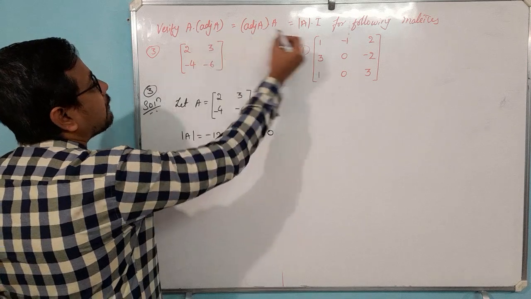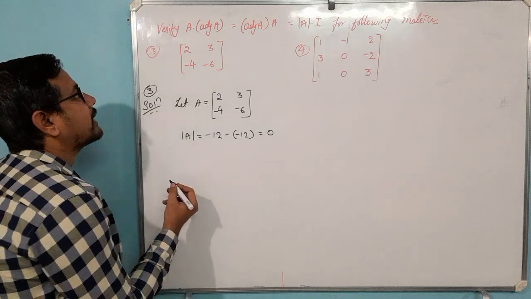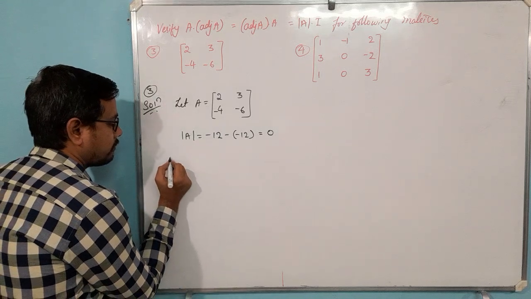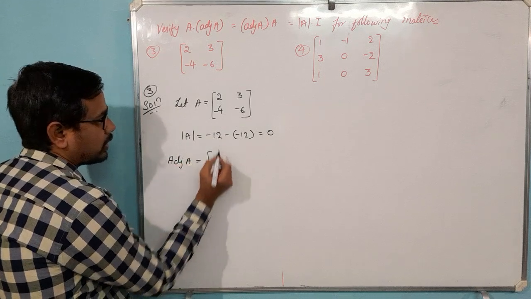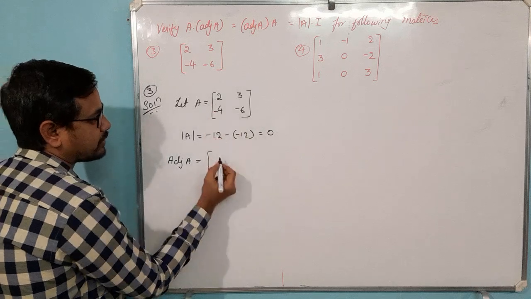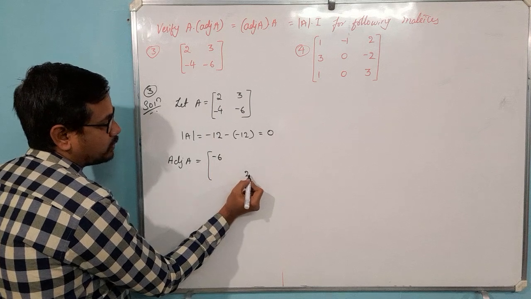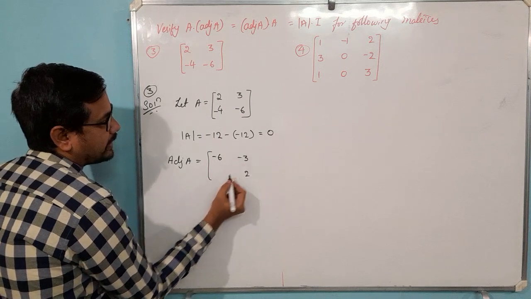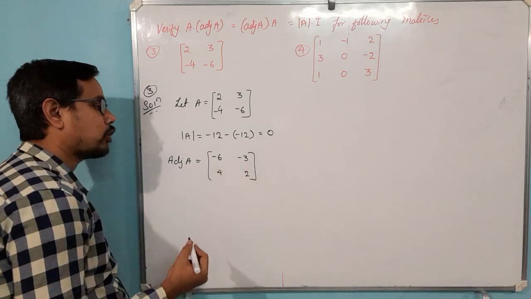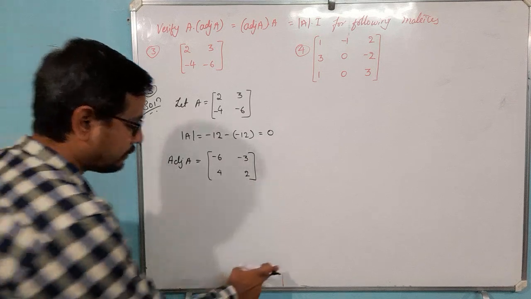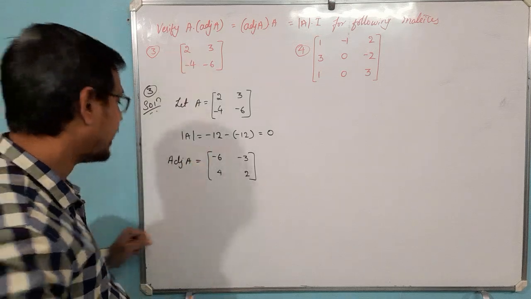We need to verify these things. Determinant A is 0. A into adjoint A. Adjoint of A is what? I can interchange these entries and reverse the signs. Minus 6 and here 2. This will be minus 3 and this will be plus 4. This is our adjoint of A. So now what do we need to find?